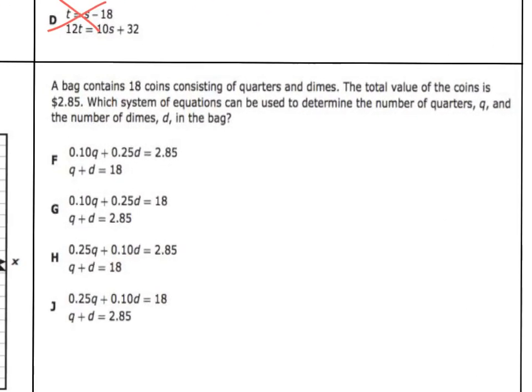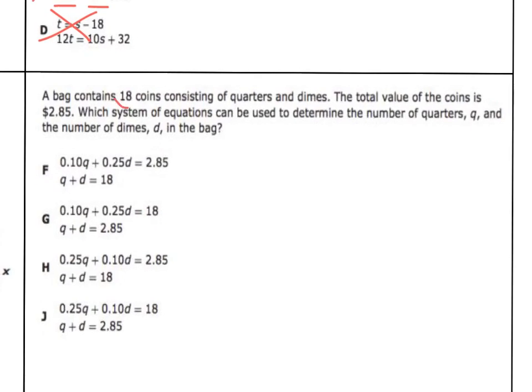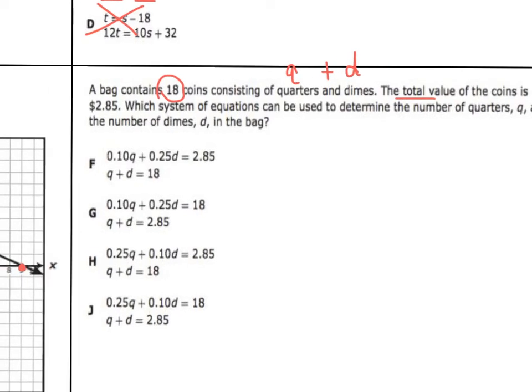On our last question, it's talking about quarters and dimes. So it says that there are 18 coins that are quarters and dimes. The total value of the coins is $2.85. Which system of equations can be used to find the number in the bag? So if we look at our letter F, it says 0.10 times Q. Now remember, a quarter is 25 cents. So a quarter should be with 25. So that can't be our answer, and neither can G.